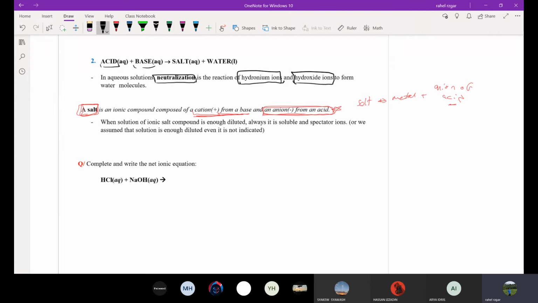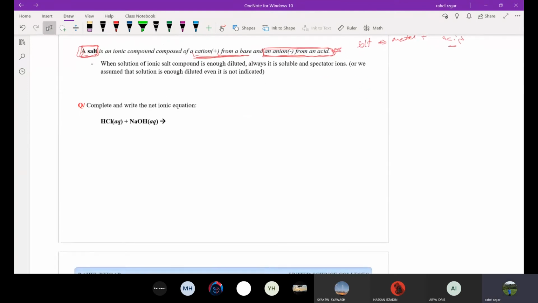What is a base? Something that produces hydroxide. So with this H3O, what defines acid? Hydronium. What defines base? Hydroxide. When they react together, these two things, we call it neutralization. Okay?